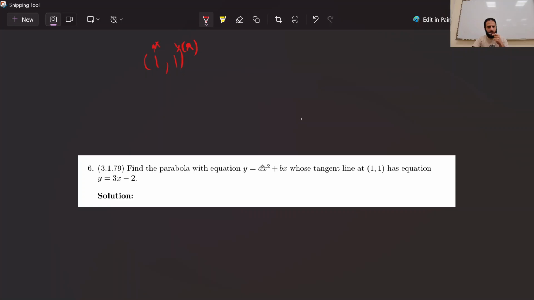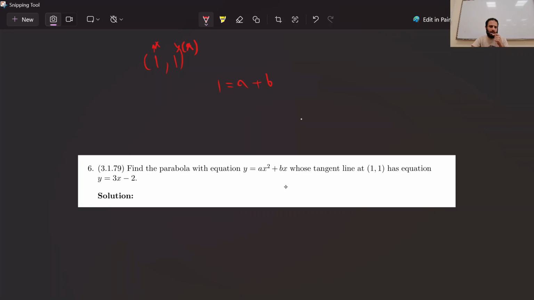We have the equation here. So substitute 1 and 1. You have 1 equals, here y equals 1, then a, because 1 squared is 1, so you just have a, plus b times 1 is b. So this is the first equation.